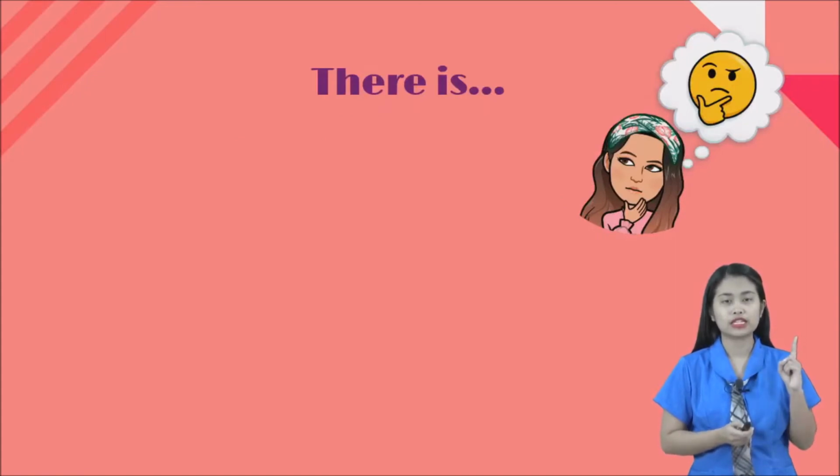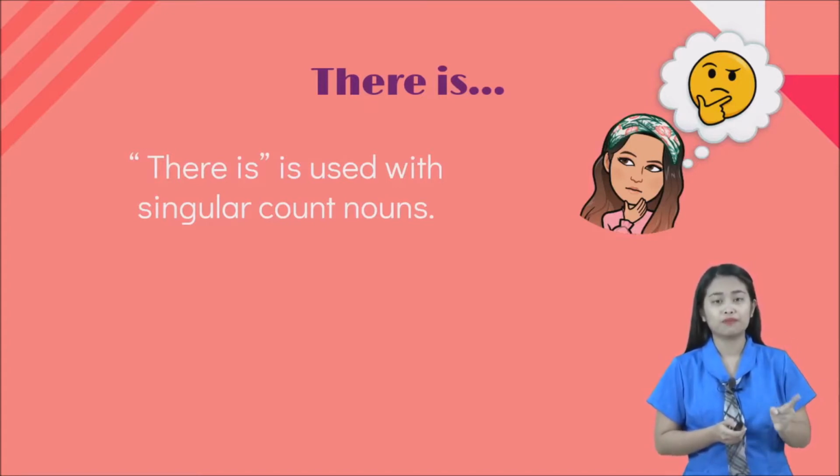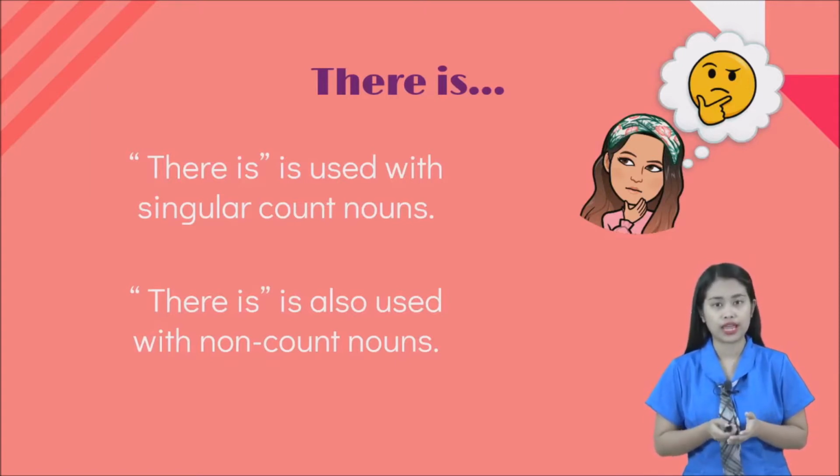So first, let us focus on using there is. There is is used with singular count nouns. Do you still remember what count nouns are? Those are the nouns that we can count. Very good. And there is is also used with non-count nouns, the nouns that we cannot count. For example, your hair, the water, and the sand.